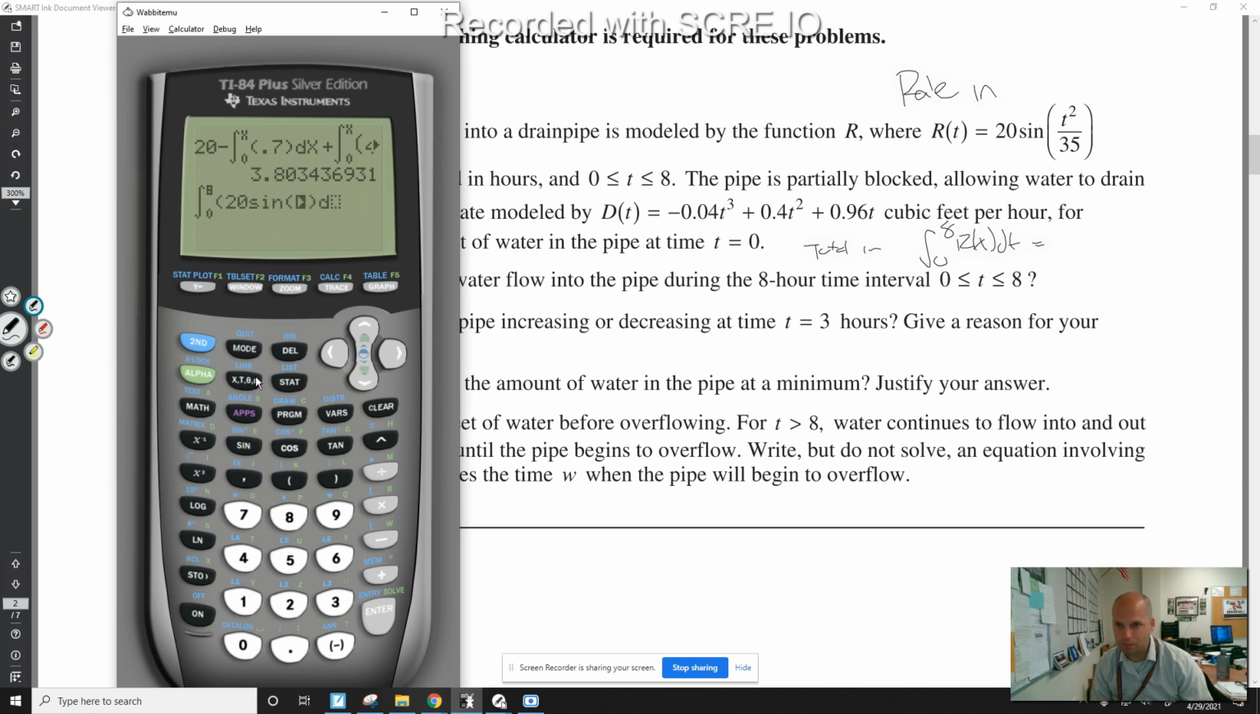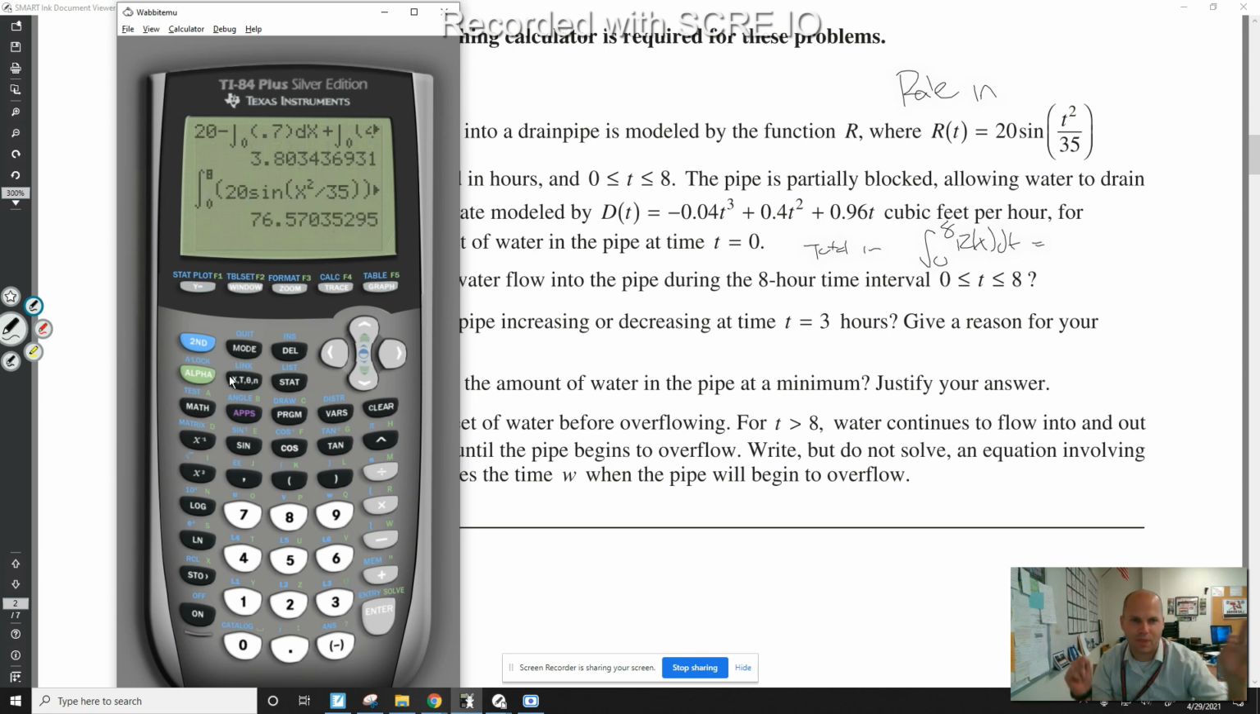Notice that I don't put the function, but I have to show this. You write this down. You write that down, or write down what you're typing in. Don't write math 9. Never write that. Like, this is fine. It's 76.570 cubic feet.